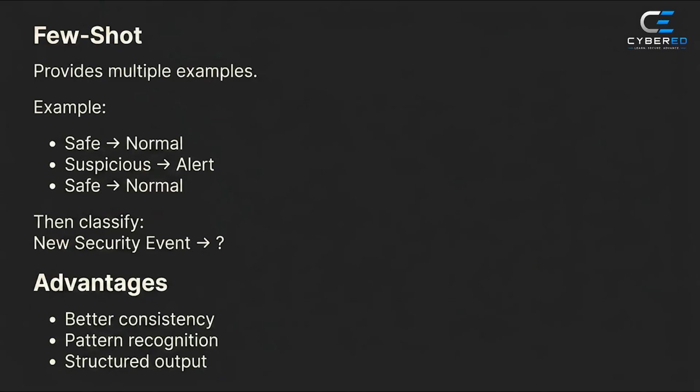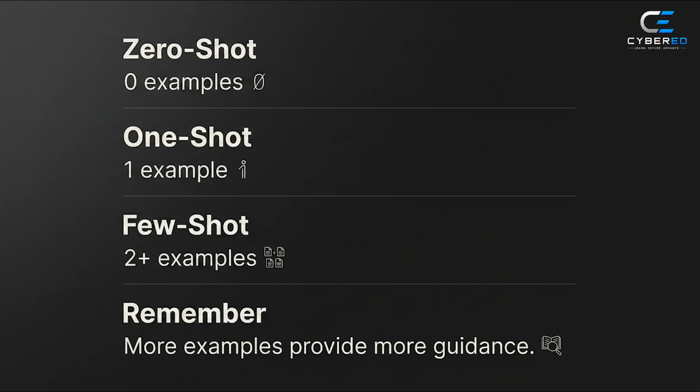Few-shot prompting provides two or more examples before giving the model a new task. The examples demonstrate the pattern we want the AI to follow. In cybersecurity, this could involve showing several examples of safe and suspicious network activity before asking the AI to classify a new event.